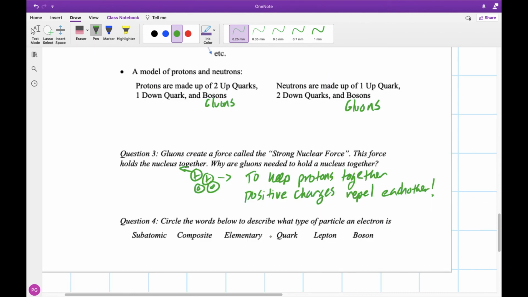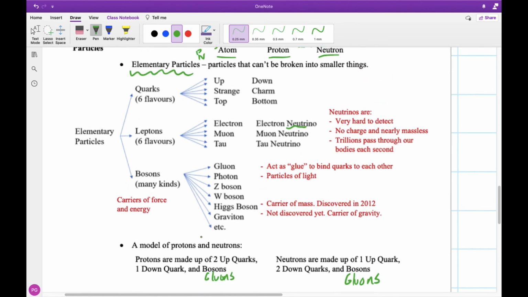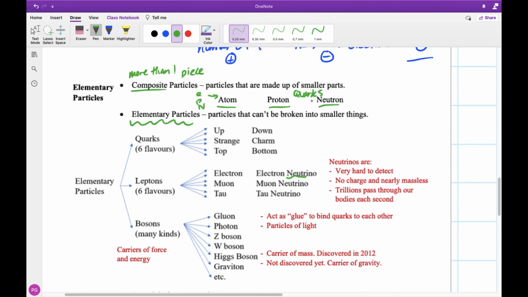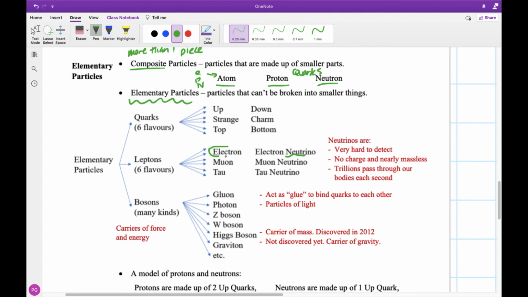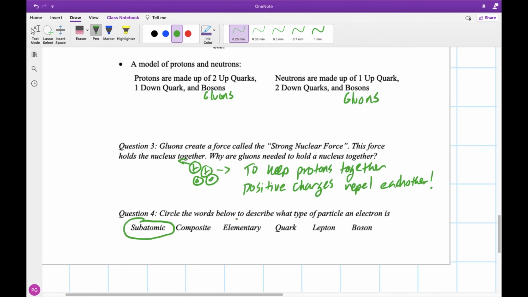The last question here is what words would describe the type of particle that an electron is? Well, let's go through it. Subatomic. Subatomic means that it's what makes up our atoms, so this is definitely true. Next one is composite. If you remember, composite particles have multiple pieces inside of them. We had a list of a few composite particles, and then we had all of our elementary particles. And you'll notice that our electron is in this giant list of all of our elementary particles. So it's definitely elementary. You can't break it up.